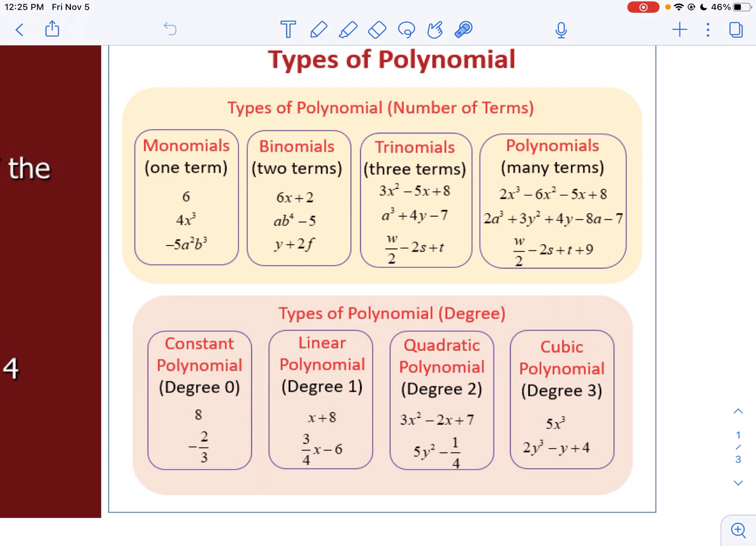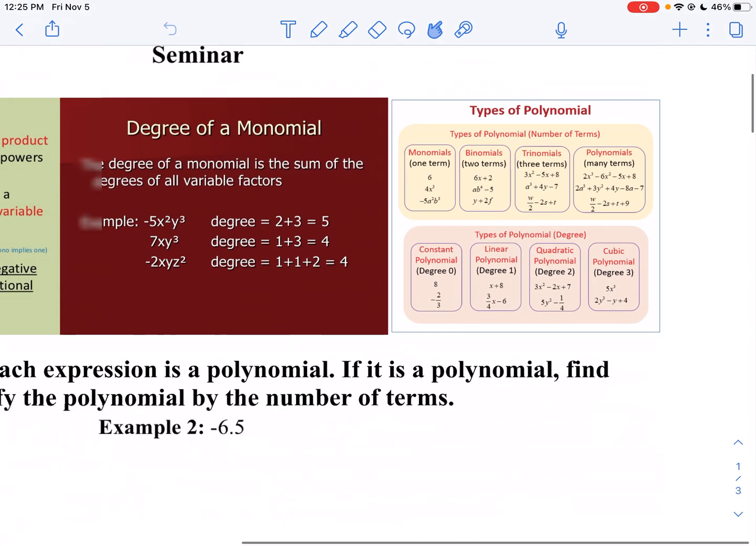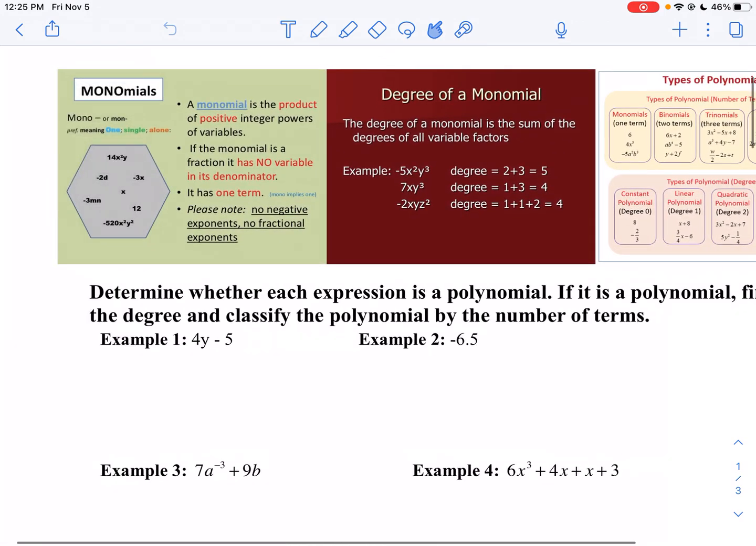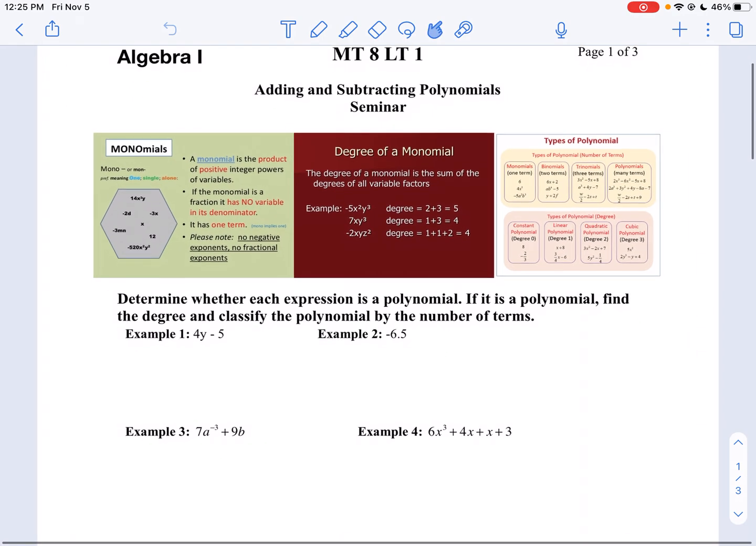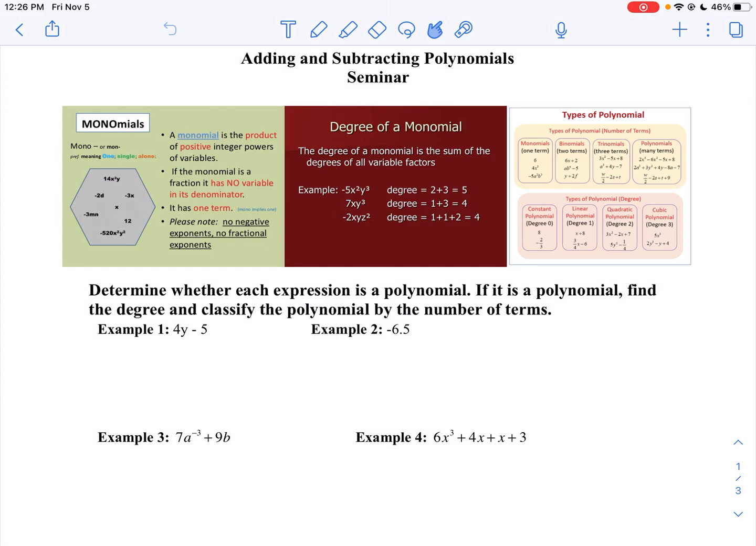We can also classify polynomials by the number of terms. What we did last chapter, we worked with monomials. That's one term. If you add or subtract two different monomials, that's a binomial. Two terms, like bicycle. Trinomial is 3 terms. These are all polynomials. Poly just means many. Now let's take a look at a couple of problems here. First, I want to determine if it's a polynomial. Then, if it is a polynomial, I want to find the degree and classify it by the number of terms.